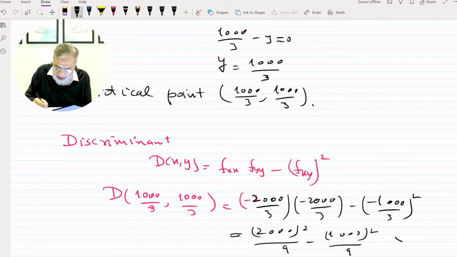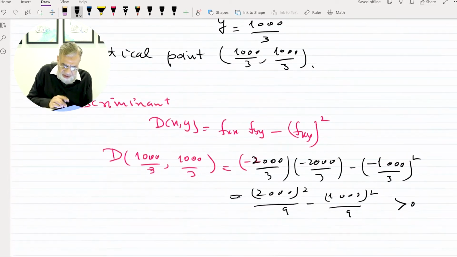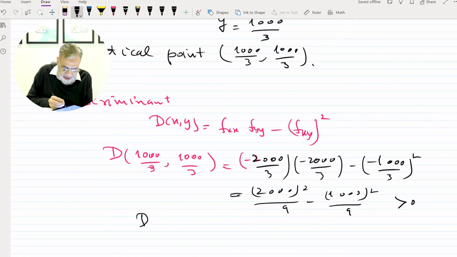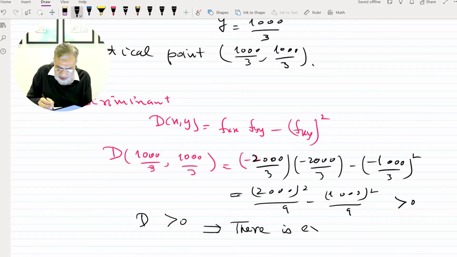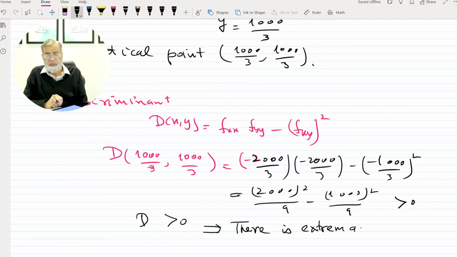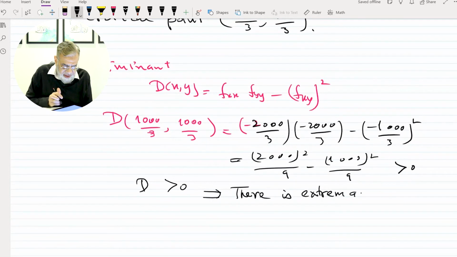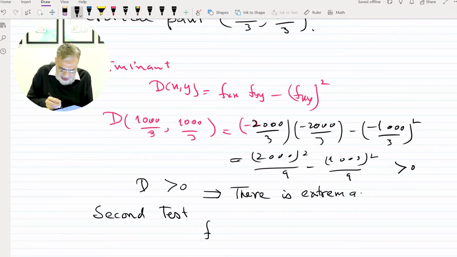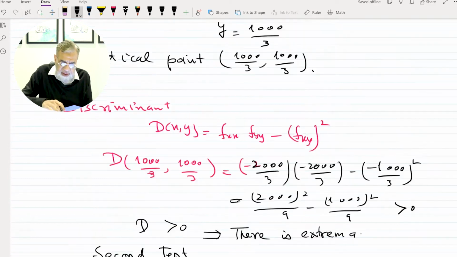Now this is obviously bigger than 0. So when the discriminant D is bigger than 0, this implies there is an extrema. It can be a local maxima or it can be a local minima. If it is less than 0, it means a saddle point, so there is no maxima or minima. Now we check using the second derivative test for maxima and minima. We find f of xx at the point, and we have calculated this value.